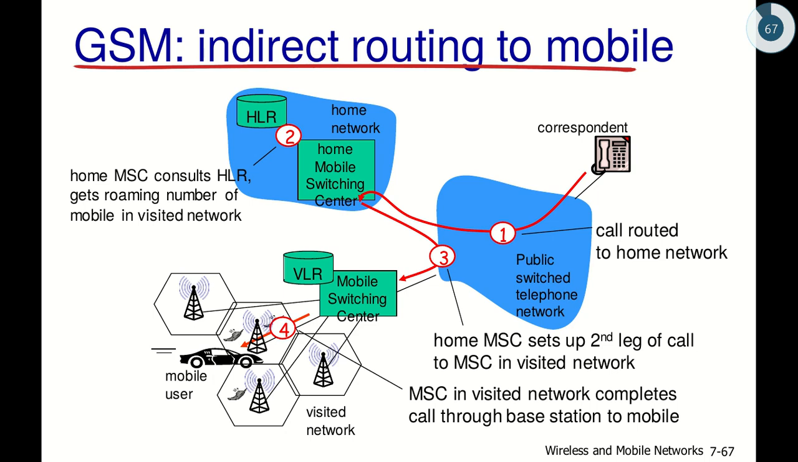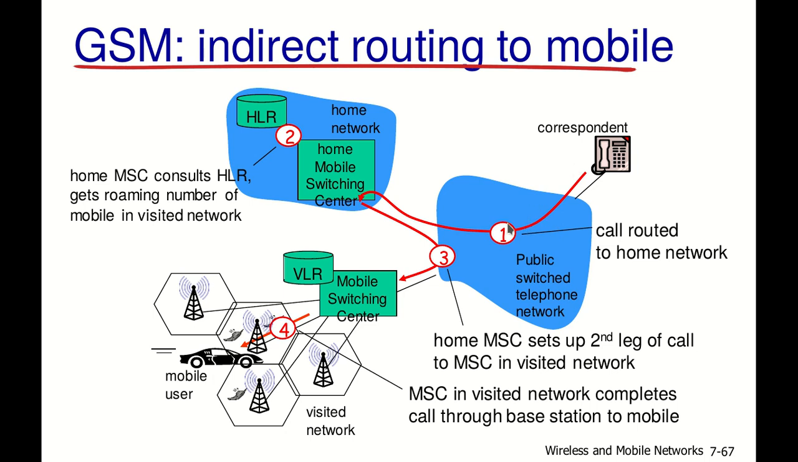Alright, so let's discuss indirect routing in mobile networks. Let's talk about GSM networks, where only voice traffic is considered. The correspondent makes, let's say, a phone call from a landline telephone company, and first it goes to the public switched telephone network. This is not our main focus of discussion.